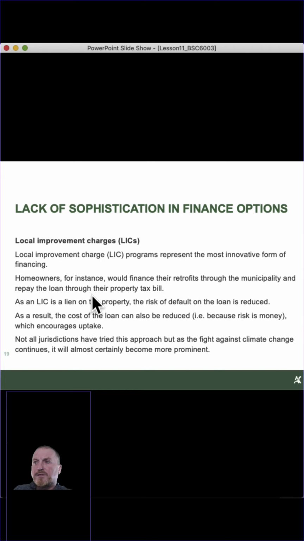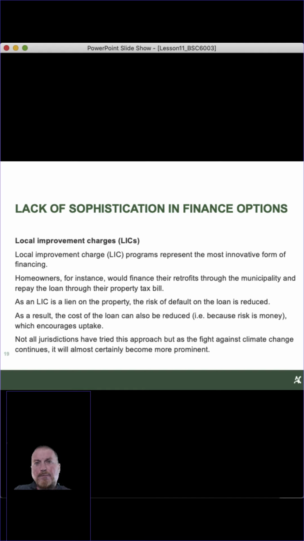Local improvement charges represent another innovative financing mechanism. Homeowners, for instance, would finance their retrofits through the municipality and repay the loan on their property tax bill. That can also be applied to small businesses like retailers, restaurants, things like that. That's been tried in a number of different jurisdictions around OECD countries. It's still in use. But not all jurisdictions have tried this approach yet.